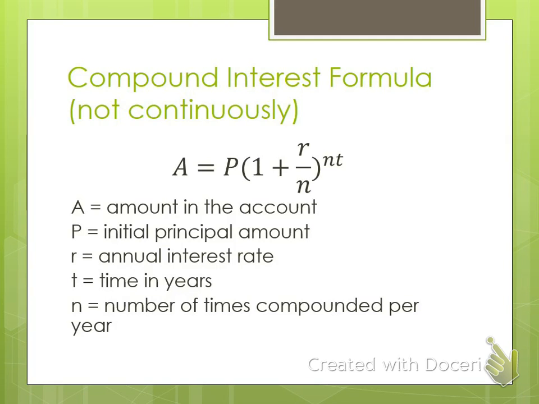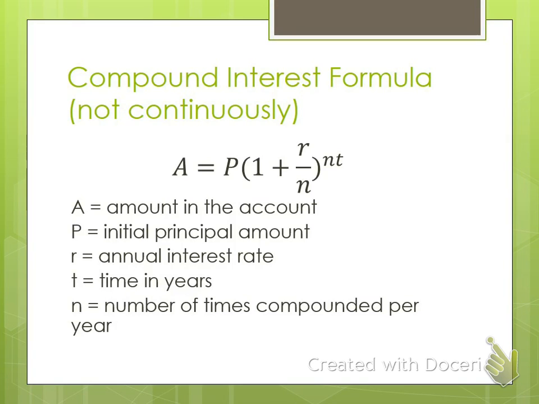as a fraction our rate divided by n. N, you'll notice, is the number of times our interest is compounded per year. Number of times it's compounded per year. So it could be compounded once a year. That would be annually. Could be compounded twice a year.